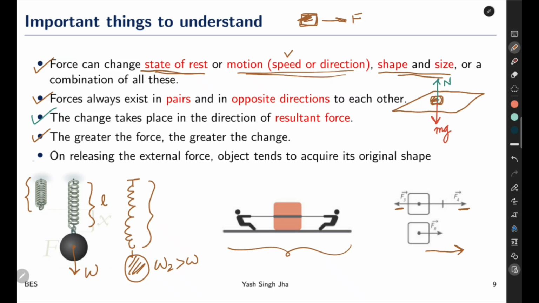On releasing the external force, the object tends to acquire its original shape. If I remove this mass, what happens? The spring will go back to its original position, its original configuration.